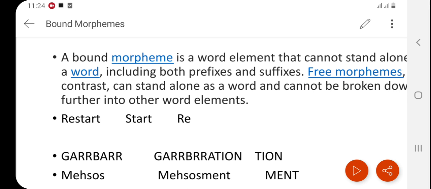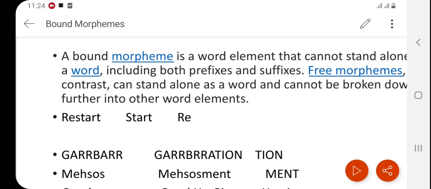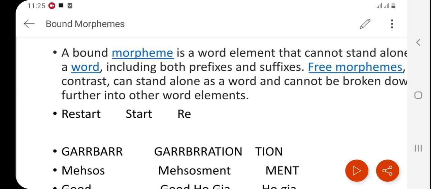So we are discussing bound morphemes. This word re is attached with start and the meaning is changed. These are called bound morphemes. So start is a free morpheme and re is a bound morpheme.